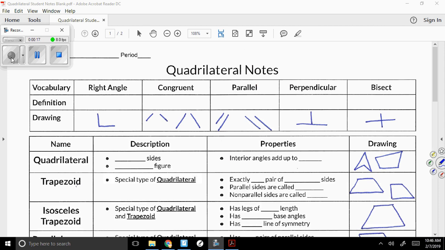So first, a right angle. Remember, a right angle is an angle that measures exactly 90 degrees. And we use a symbol of a little box in that angle. So go ahead and draw that box in yours as well. Now, congruent means that they are equal.